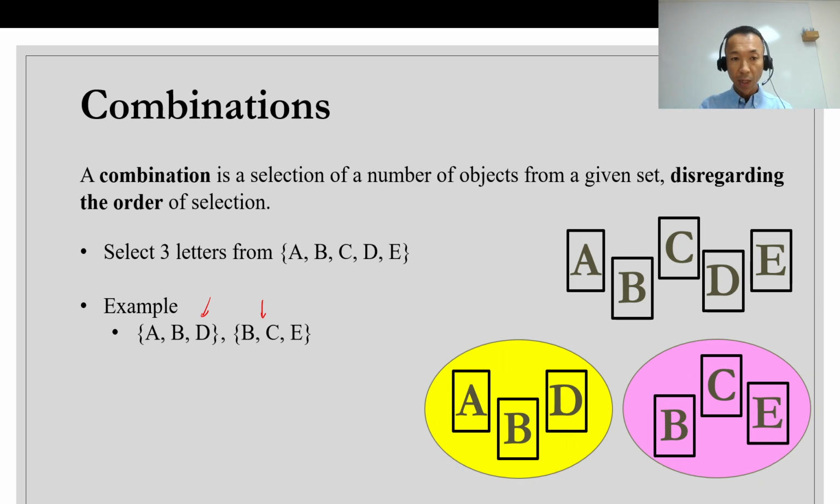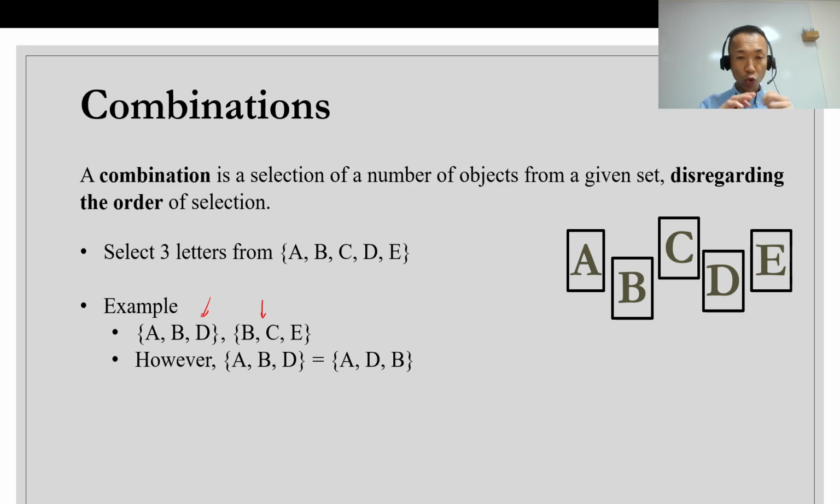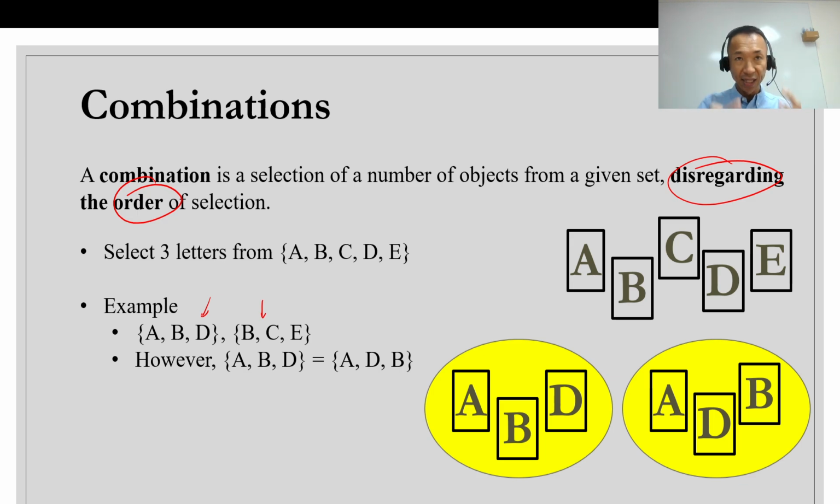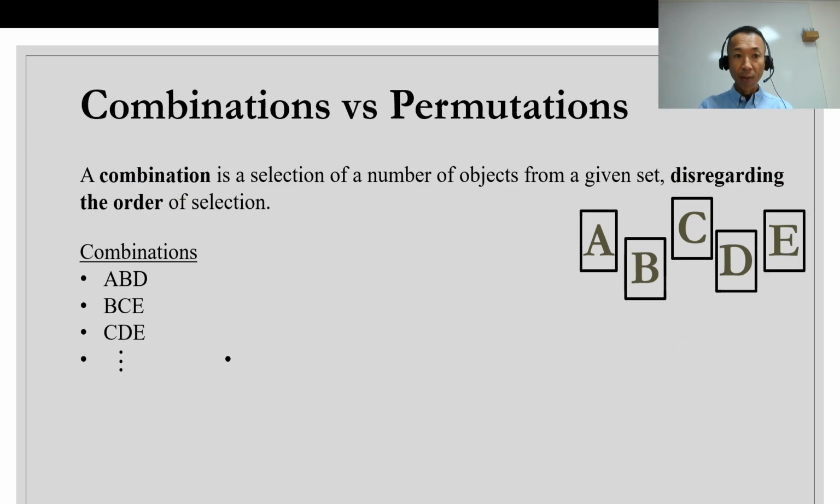So, no problem. Now, more importantly, we do not count these two, this one and this one, as different selections, because when we talk about combinations, we are disregarding the order. So, we won't count them as different. They are the same. To us, it's a basket, and that's it. ABD means ABD. I select A, B, and D. I don't care about the order. So the question then becomes, how many different combinations can I have? Basically, how many ways can I pick 3 letters, ignoring the order?